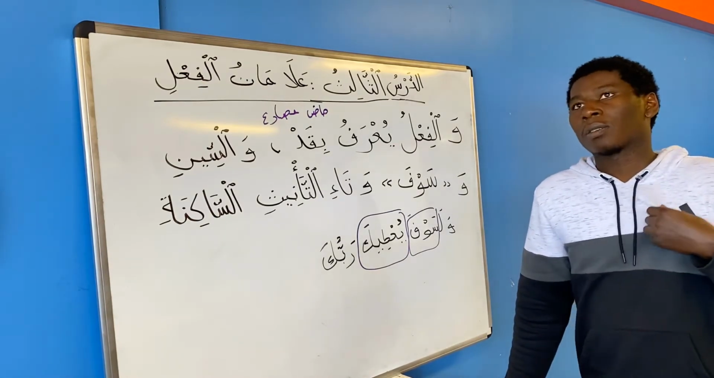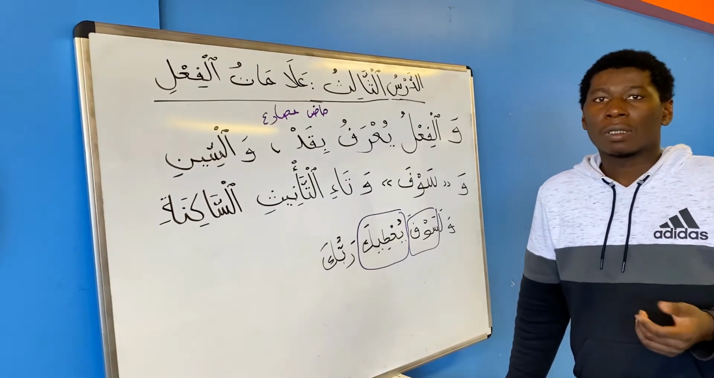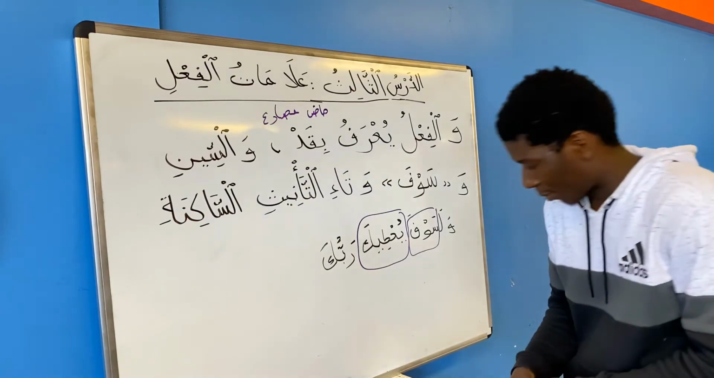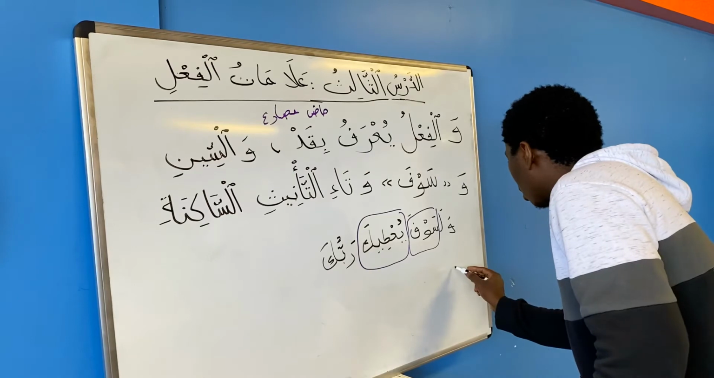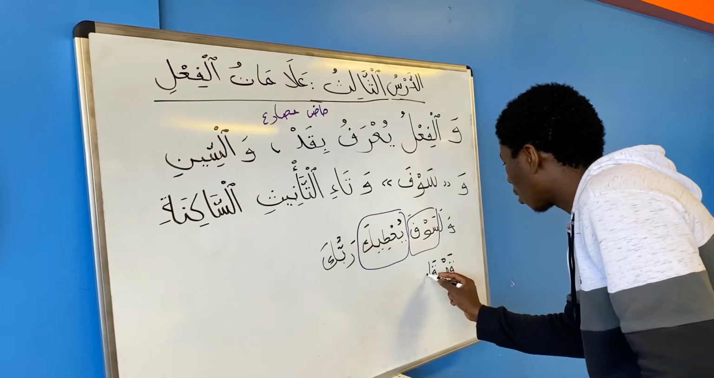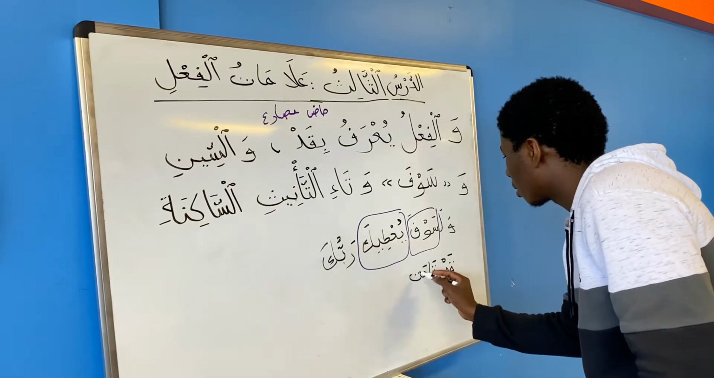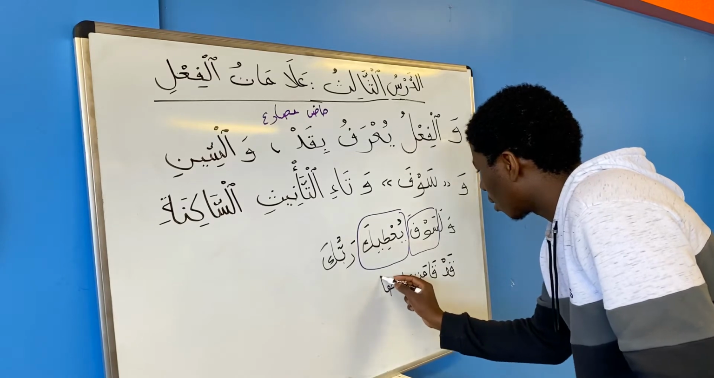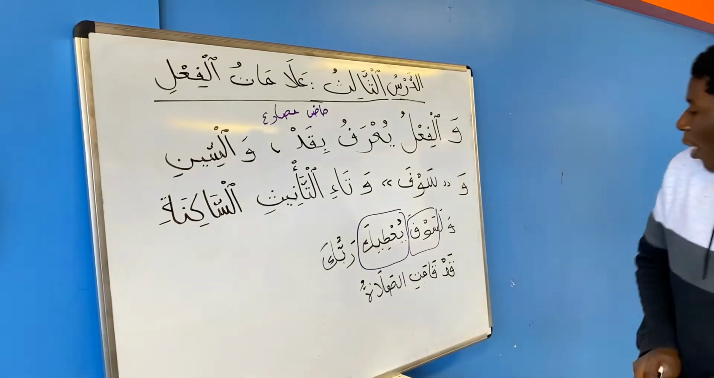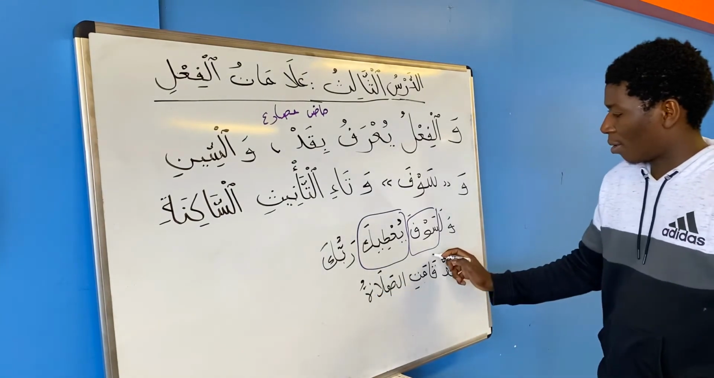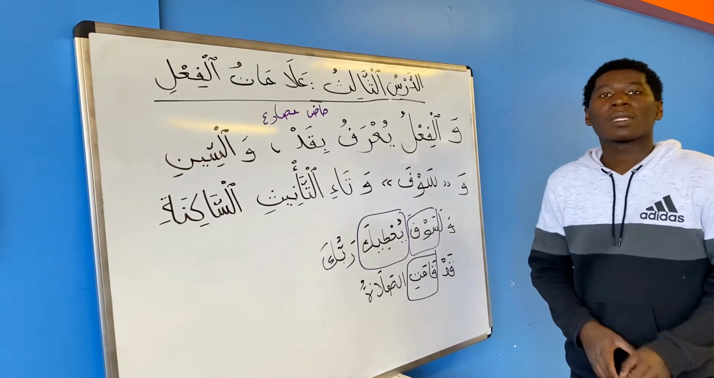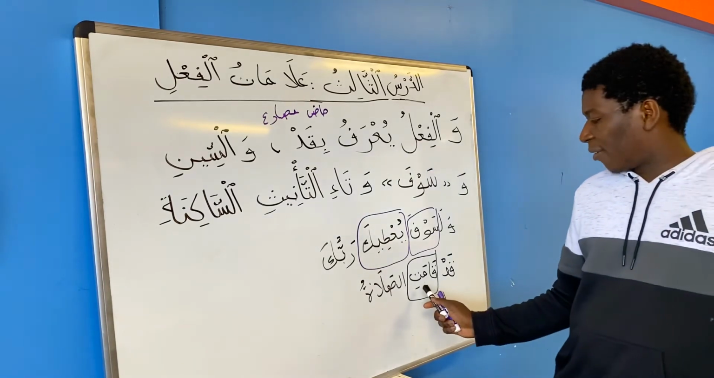For example, when the muadhin says قد قامت الصلاة, قد قامت الصلاة. That's pretty interesting. Okay, قد قامت الصلاة. So I know that this is a verb. Why? Because I have this. But then look at, see, this is a verb.